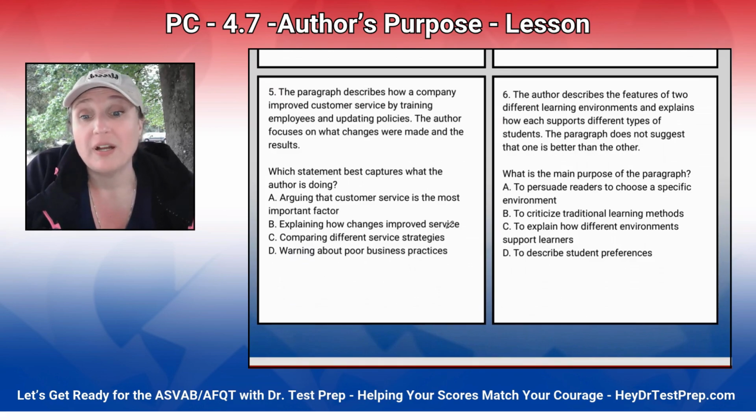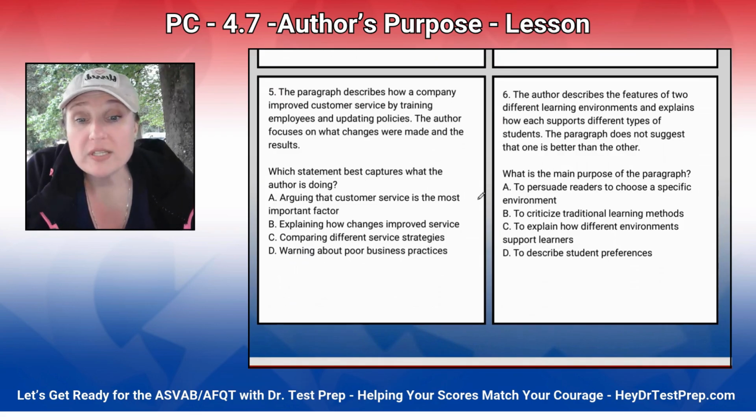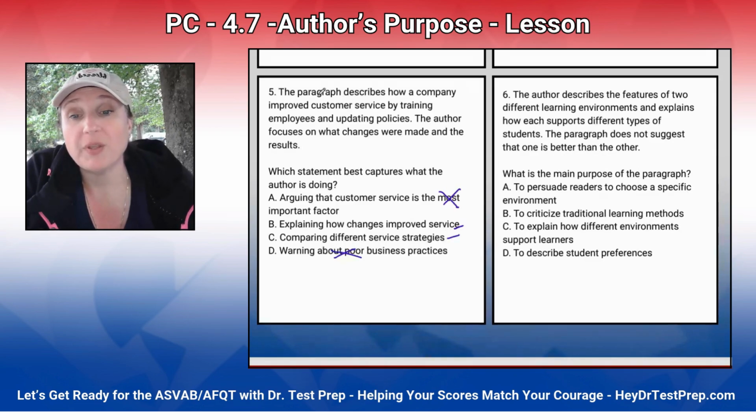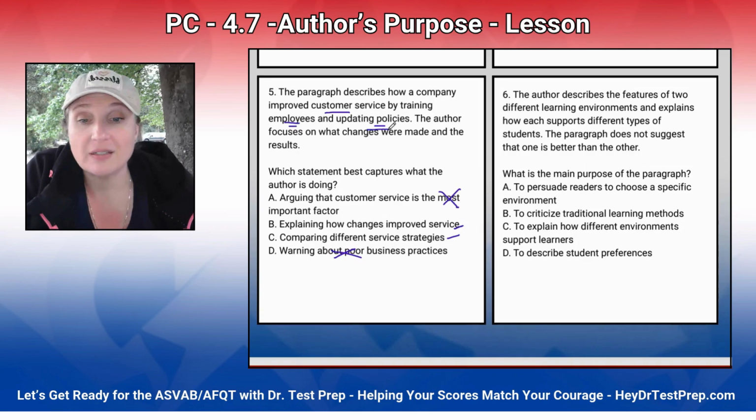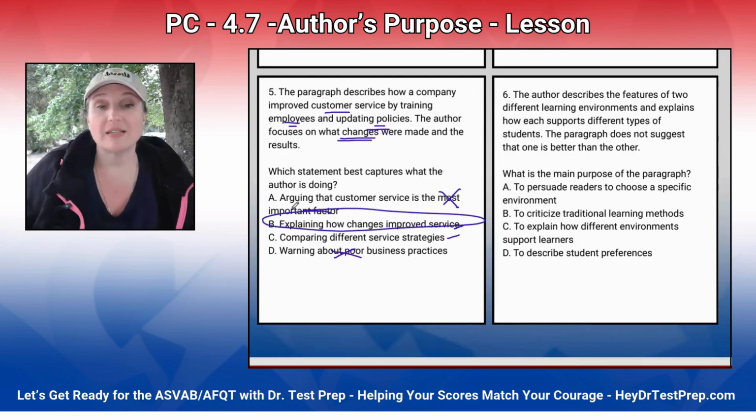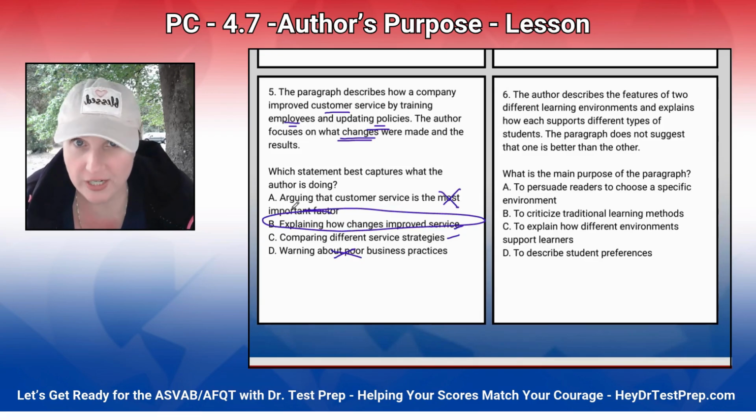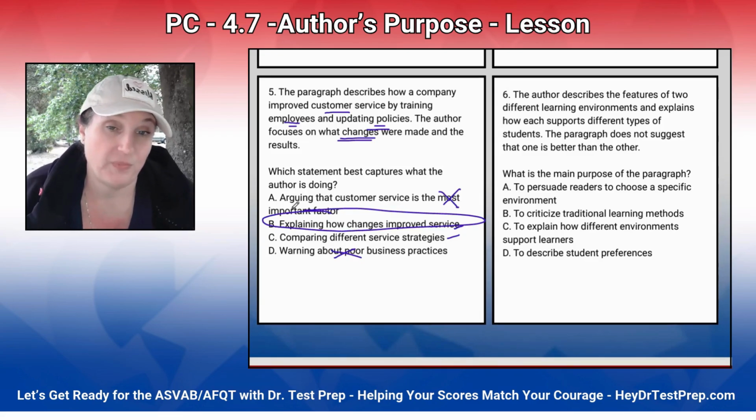Which best captures? Arguing that customer service is the most important? No. Explaining how changes improve service? Maybe. Comparing different service strategies? Maybe. Warning about poor business? No. So let's read it again. The paragraph describes how a company improved customer service by training employees and updating policies. The author focuses on what changes were made and the results. So this is probably the best one because it doesn't say the author explained each strategy in detail. That would be more letter C.